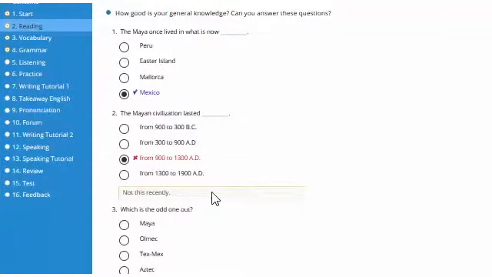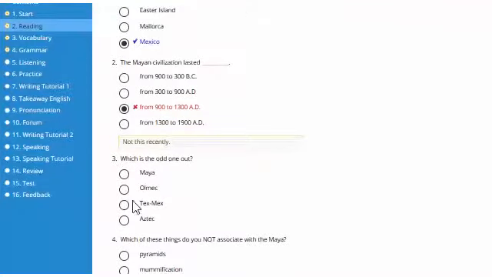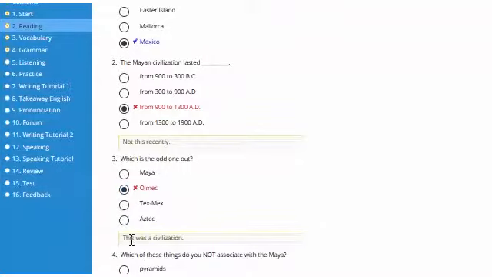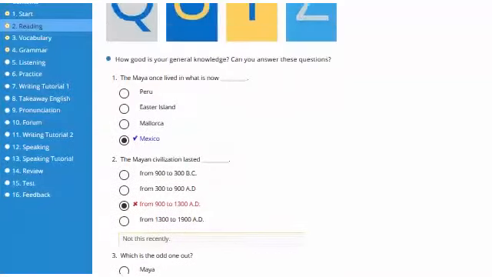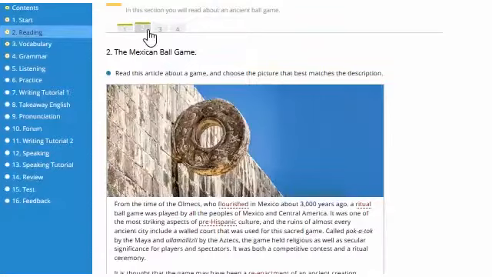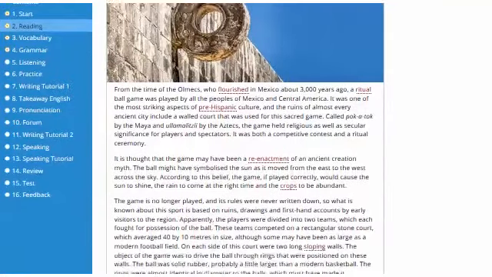Rather than just answering correct or incorrect, the program responds to the student in a similar way as a teacher would respond in the classroom. If we get the answer wrong, we are told, "Not this recently," to encourage us to think and choose a different answer.